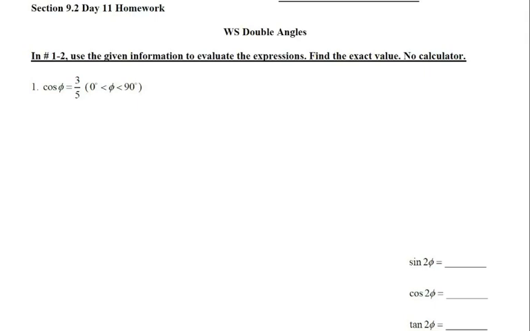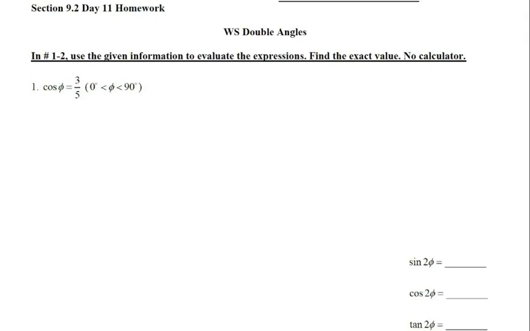So the general process here is we're going to take a look at the given information. You're either going to be given an interval for your angle, which in this case is 0 to 90, or you'll be given some information that'll help us identify in which of the 4 quadrants we'll be looking, so that we can correctly identify our 3 trig functions, sine, cosine, tangent. Once we have those 3 trig functions, we'll be able to then use our double angle identities to evaluate sine, cosine, and tangent of 2 phi.